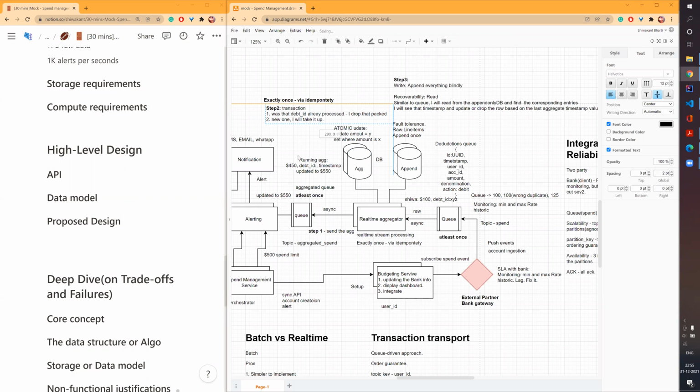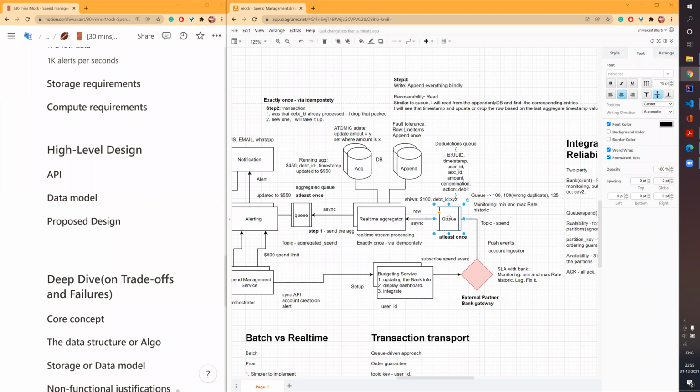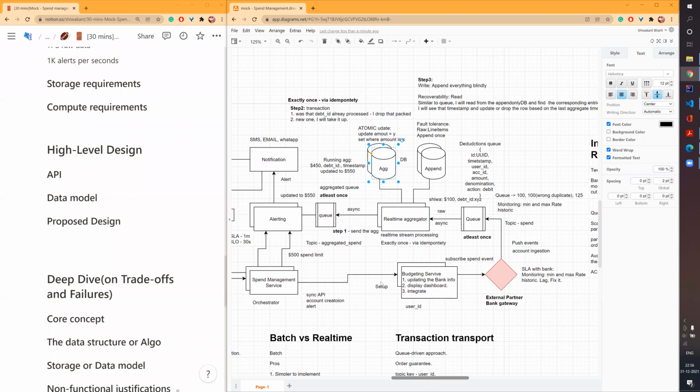One more suggestion: the real-time aggregator is more like a producer and consumer, right? So the real-time consumer can be split into two. One consumer reads from the first queue, processes it, and updates the DB, and another consumer reads from the DB and sends it to another queue used for alerting.